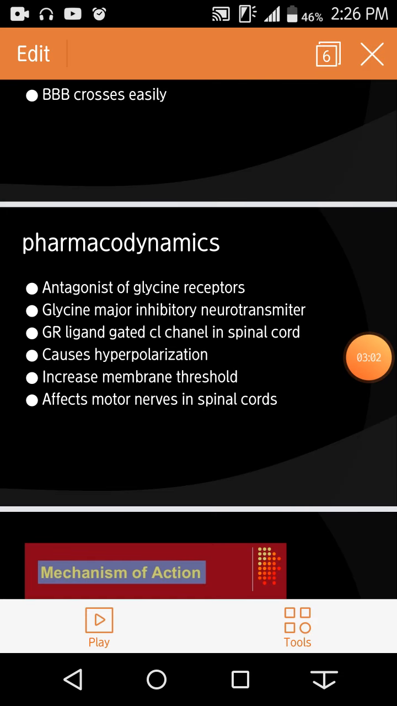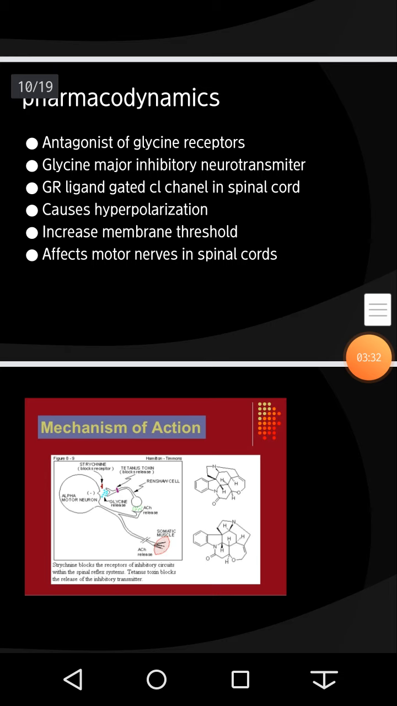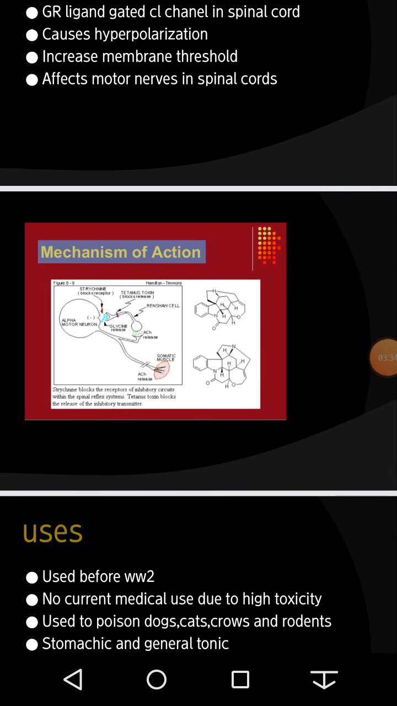Now we know that glycine is a major inhibitory neurotransmitter. So what happens when strychnine poisoning occurs? The inhibitory mechanism is lost. So a little stimulus can activate the brain and spinal cord. So it basically stimulates the muscles. Okay, so muscle relaxation doesn't happen, and muscles remain in a very contracted state. Now that's the mechanism picture.